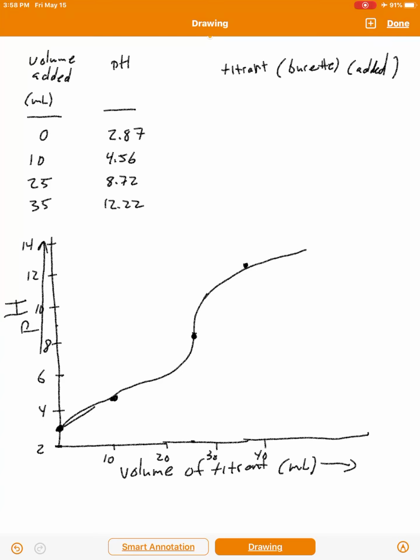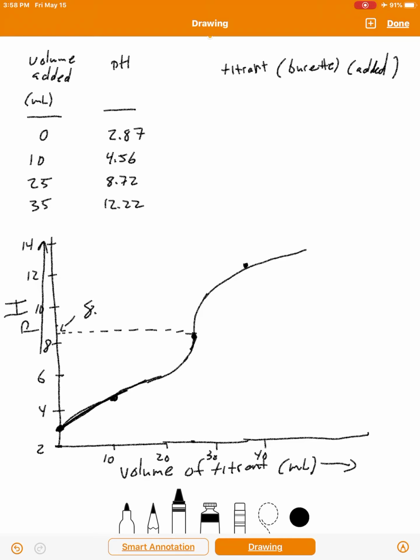Okay, so let me draw that a little bit better. So it increases and then, oops, didn't mean to do that, sharply increases near the equivalence point. Okay, so the equivalence point for this particular problem occurred at a pH of 8.72. And that occurred at 25 ml.